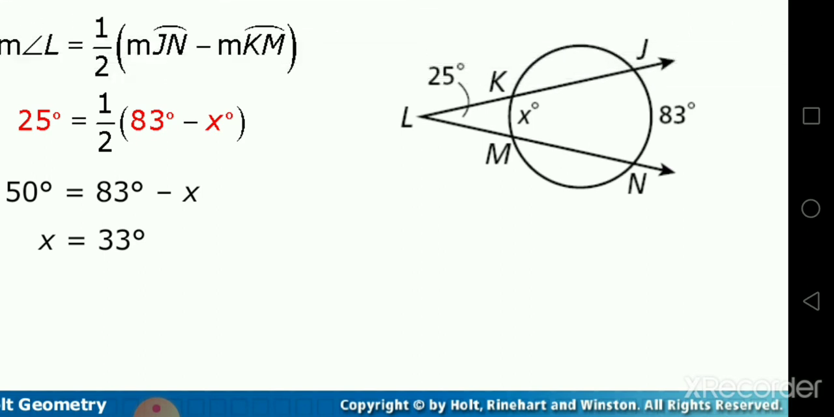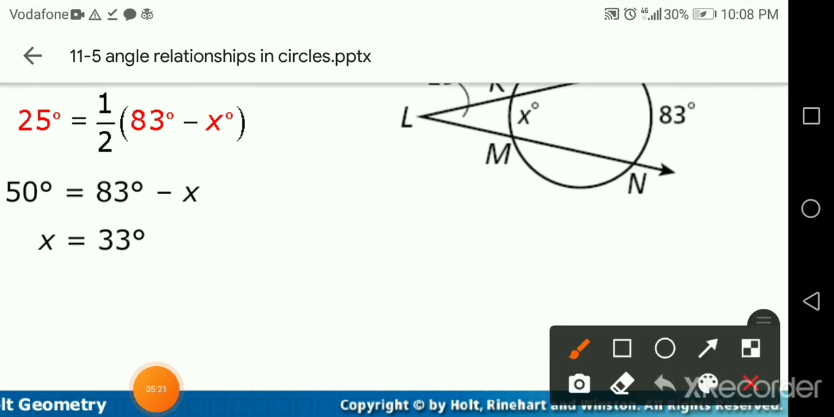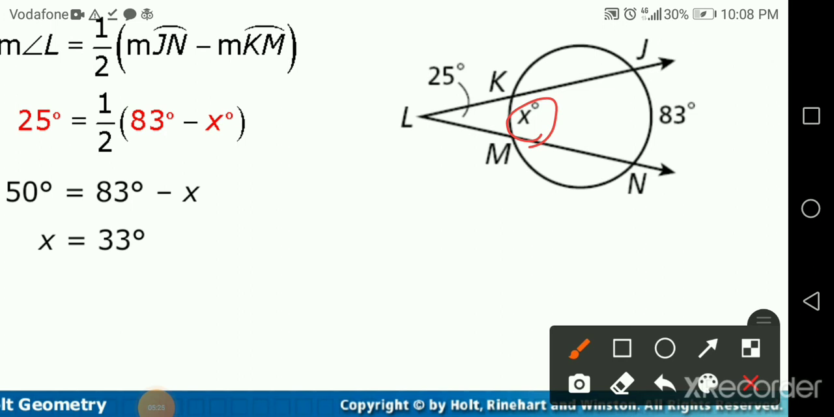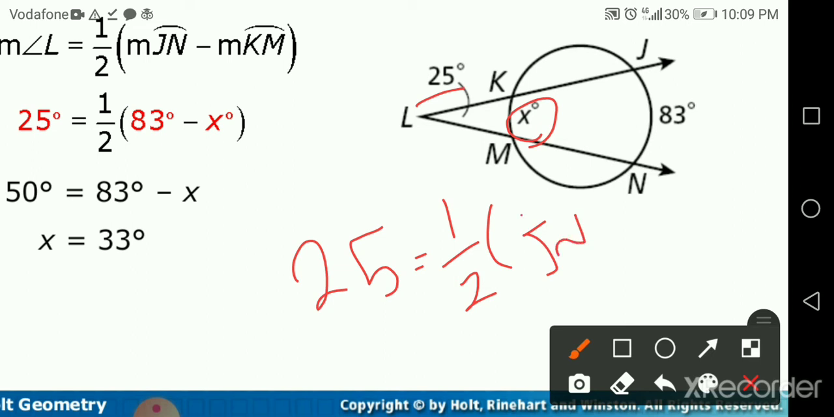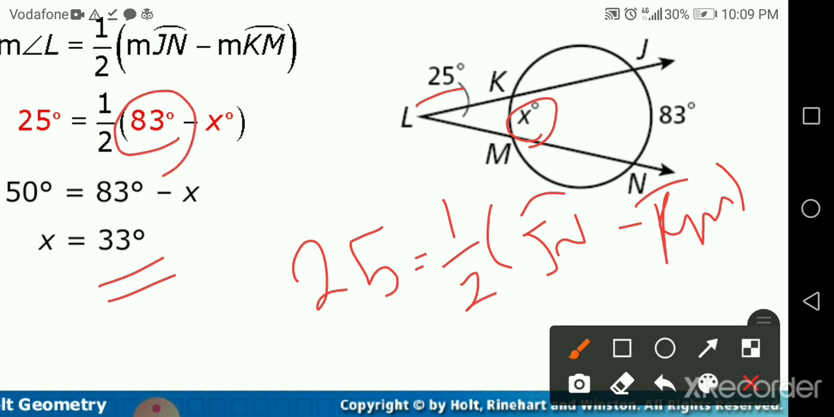Okay. And for this example, I have to find X, given the measure of angle L. So how can I find X here? I know that the measure of angle L is 25, and we know that angle L equals half the difference between arc JN minus arc KM. So it will give you 33. So instead of JN, I will write 83. Easy one? I think it is.